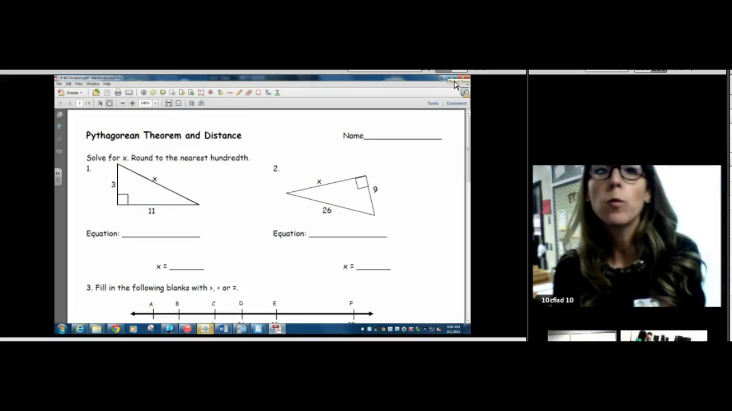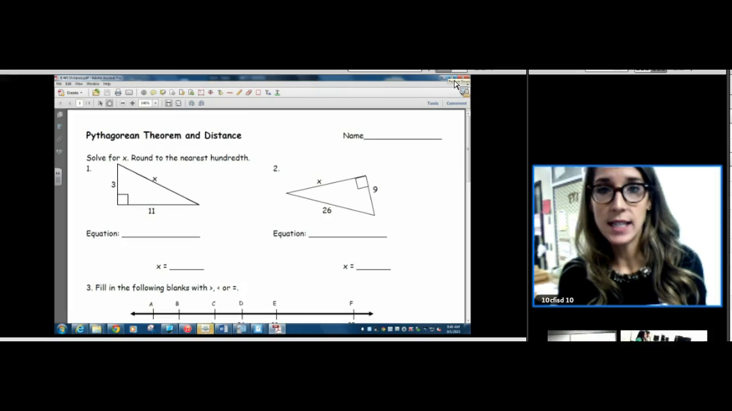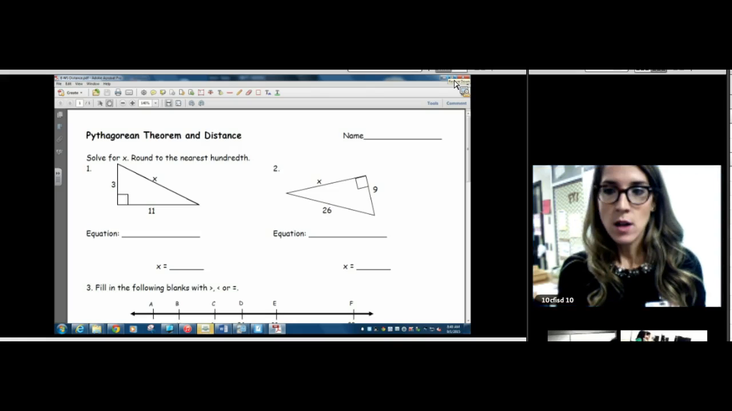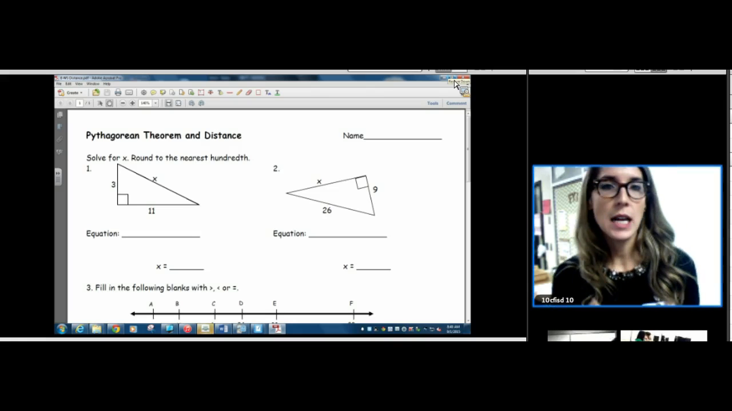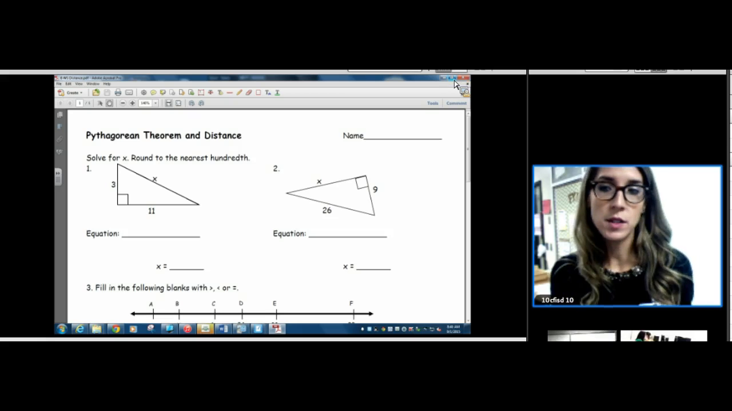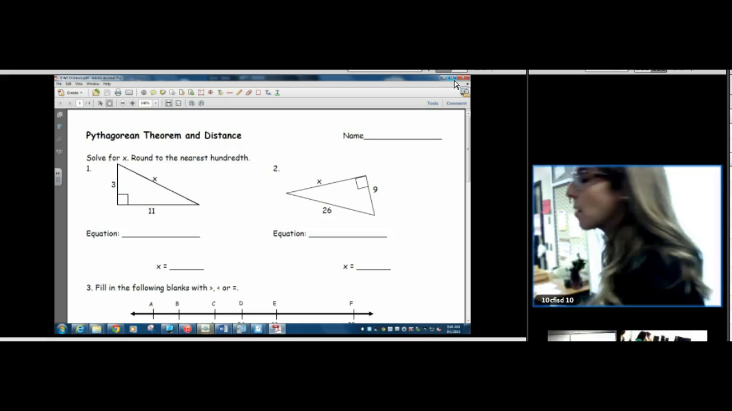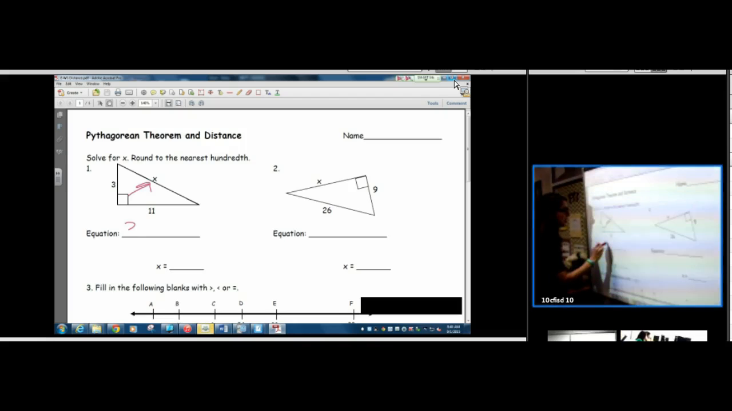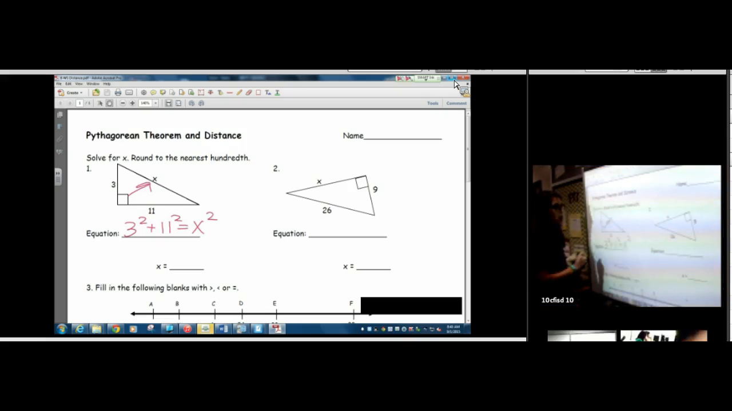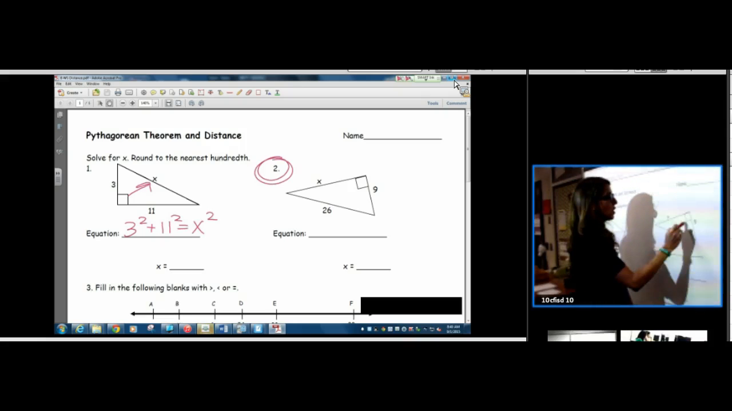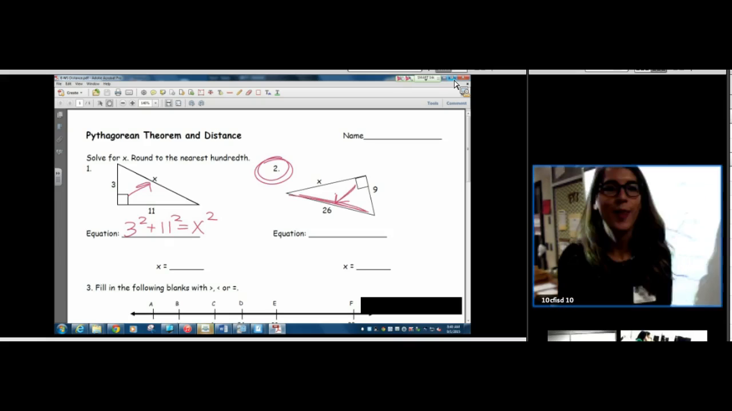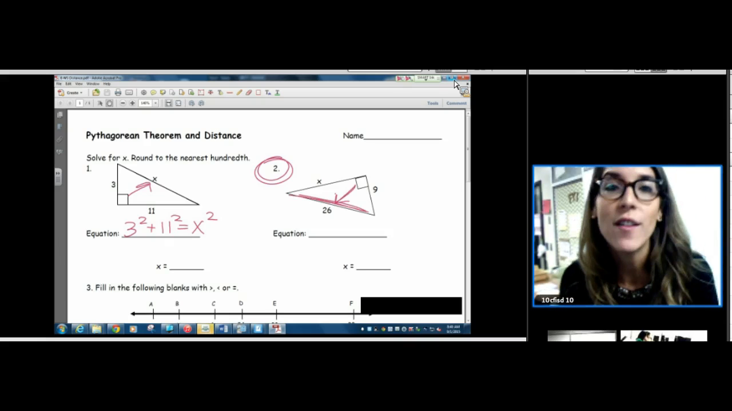A right triangle, when we're solving for a missing side in a right triangle, we are going to use Pythagorean theorem. Now, the steps are going to be a tiny bit different whether you're looking for a hypotenuse versus a leg. In number 1, you're looking for the hypotenuse. So it's really basic. A squared plus B squared equals C squared. But in number 2, you're not looking for the hypotenuse, you're looking for a leg.